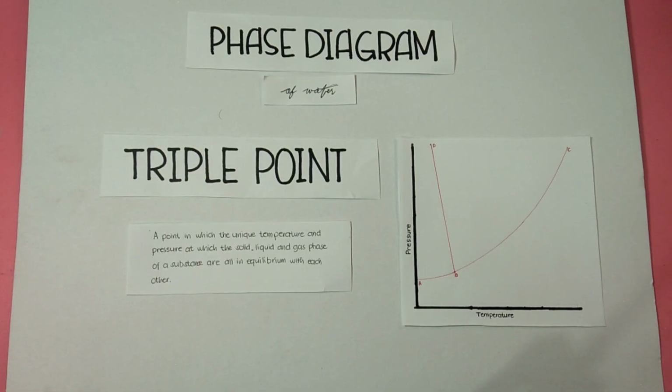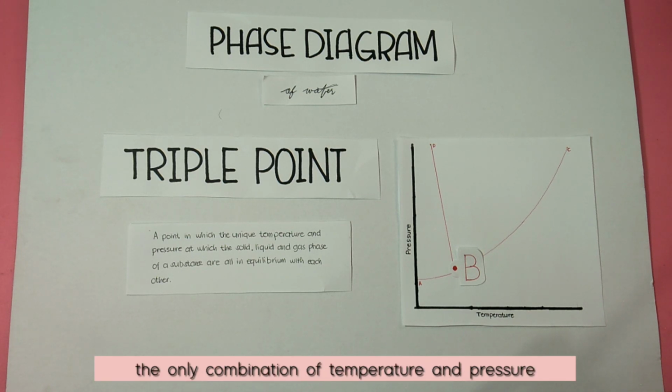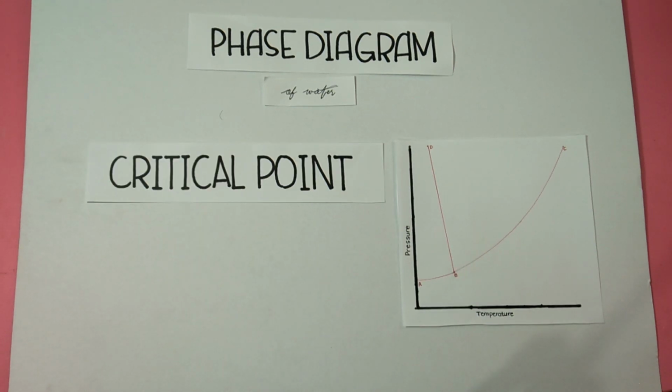Triple point. A point at which the unique temperature and pressure at which the solid, liquid, and gas phases of a substance are all in equilibrium with each other. Point B in this phase diagram represents the only combination of temperature and pressure at which a pure substance can exist simultaneously as a solid, a liquid, and a gas.